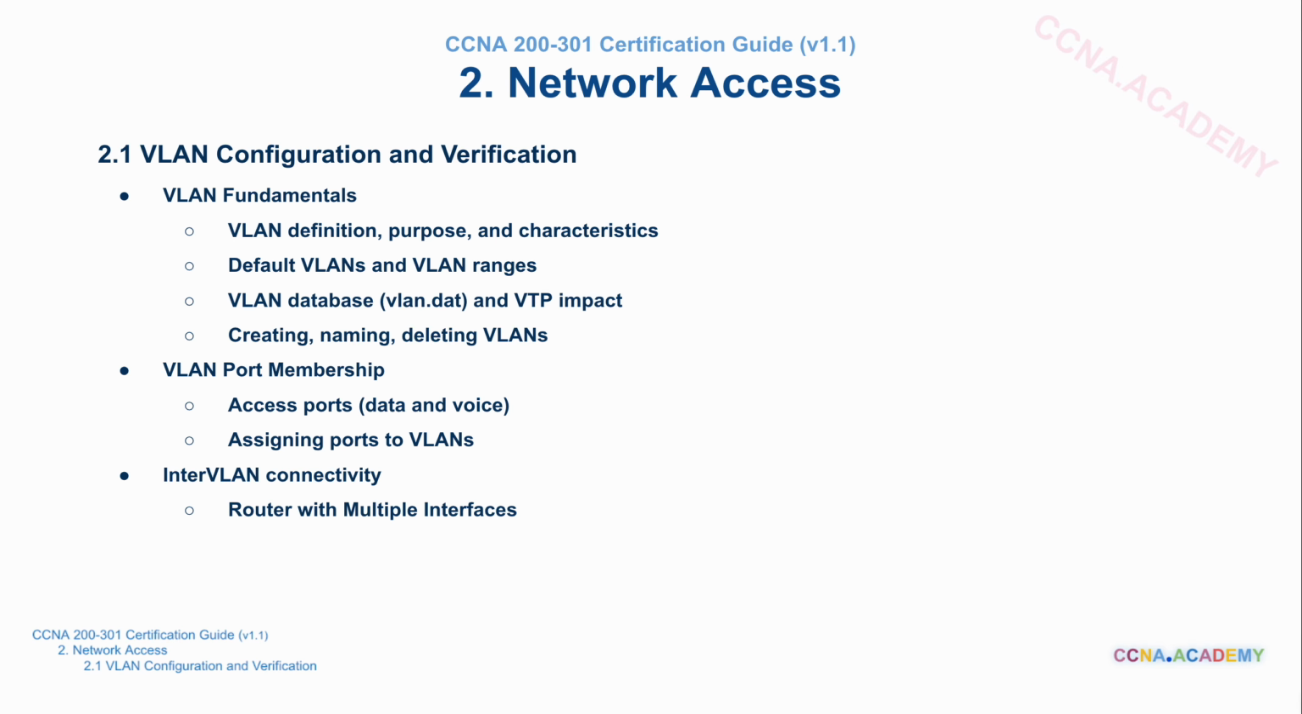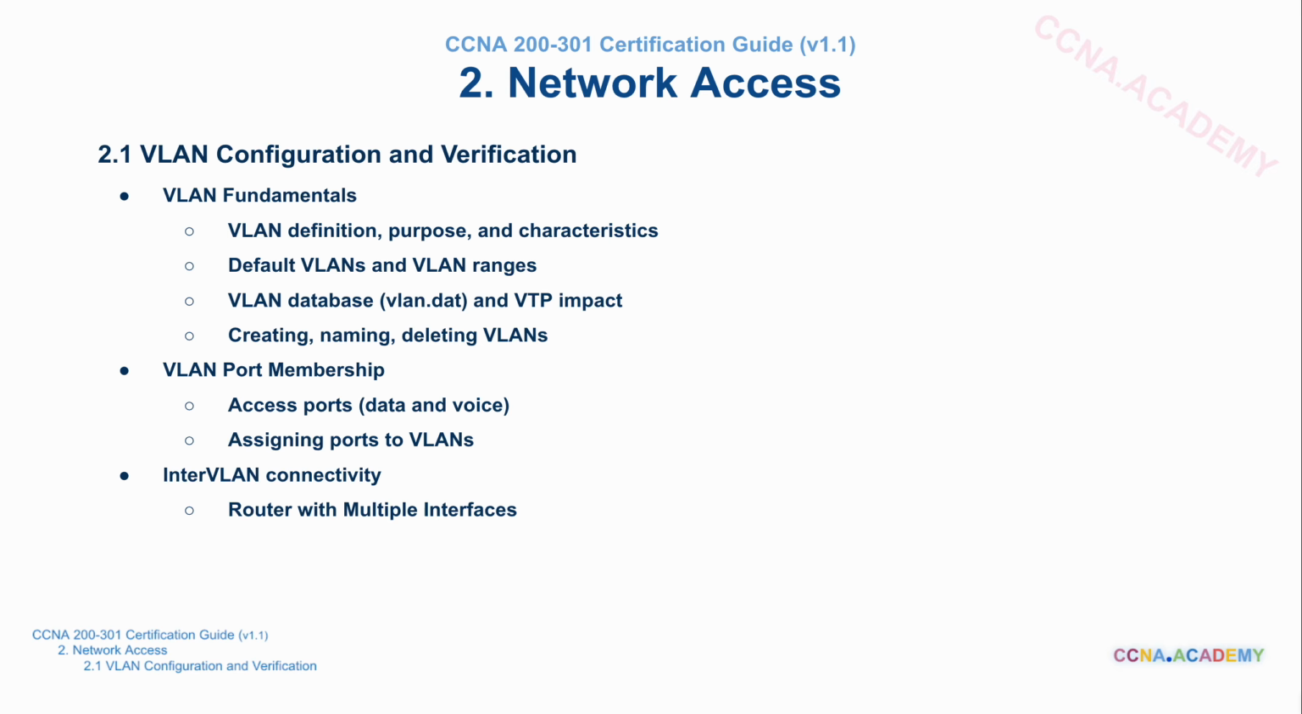This section takes us into network access, where the focus shifts to how devices actually connect to the network and how traffic is logically separated at Layer 2. We start with VLAN fundamentals, defining what VLANs are, why they're used, and their key characteristics. We also cover default VLANs and VLAN ranges, explain how VLANs are created, named, and deleted, and look at how VLAN information is stored on a switch, including the role of the VLAN database and the impact of VTP.